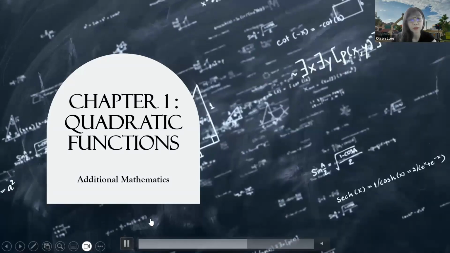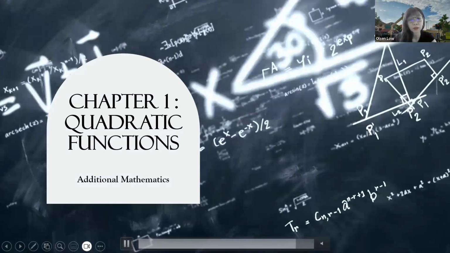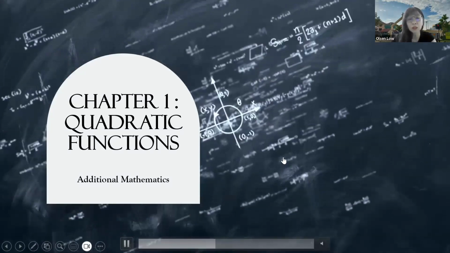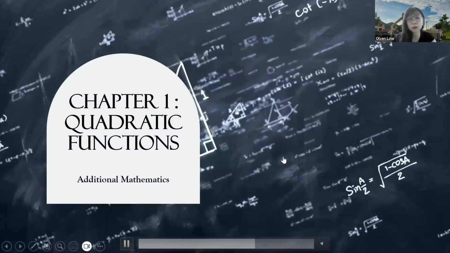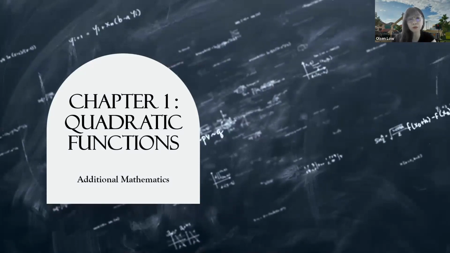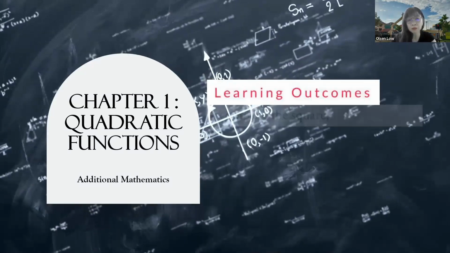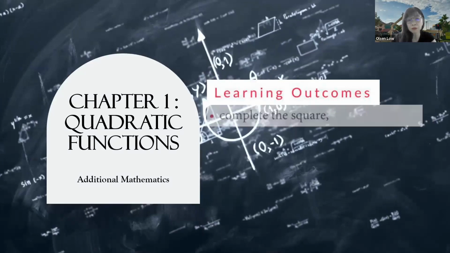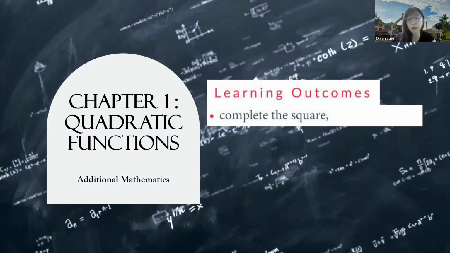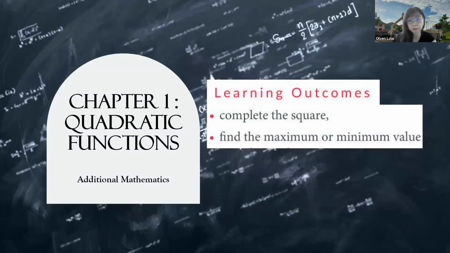Hi everyone. In this lesson, I'm going to do a revision for chapter 1 on quadratic functions. Let's recall the lesson objectives that we must be very familiar with. The outcomes: you must know how to complete the square successfully. And you must be able to find the maximum or minimum value of a quadratic function.